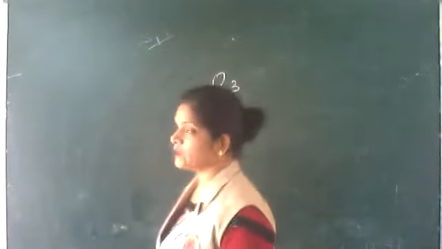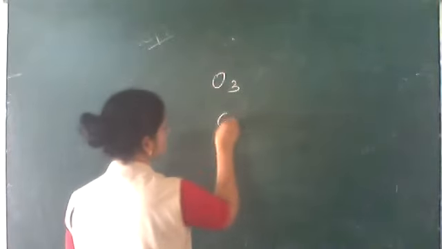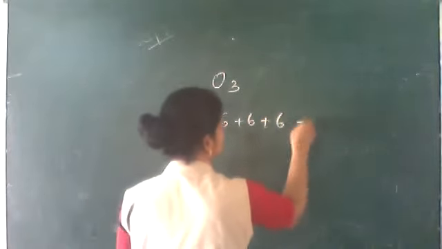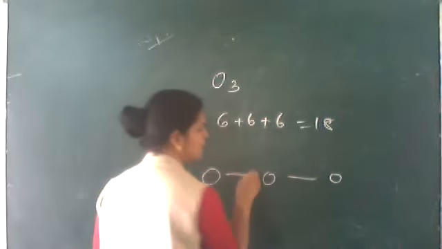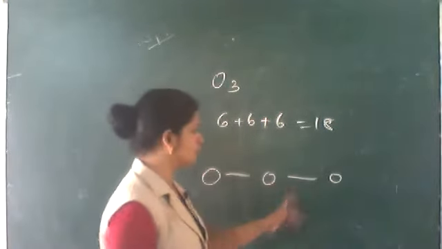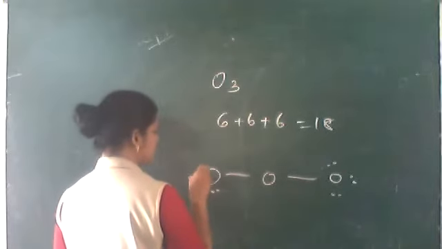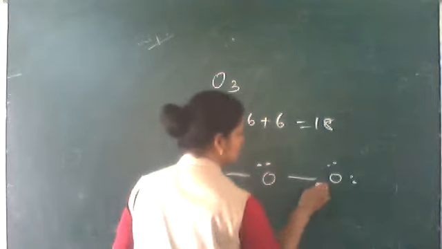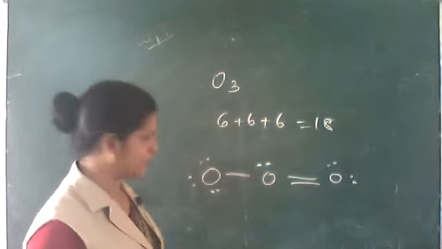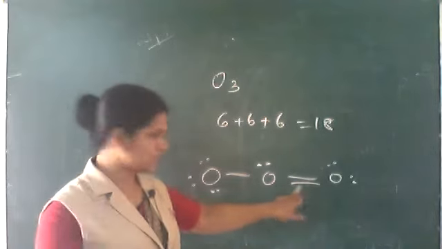Next, O3. Write the Lewis dot structure for O3. O3: 6 plus 6 plus 6, that is 18. 18 electrons are to be given. So minimum 1 bond each, then 2, 4, 6, 8, 10, 12, 14, 16, 18. So I am pulling a pair of electrons to make everybody happy. Oxygen with 2 bonds, no charge.